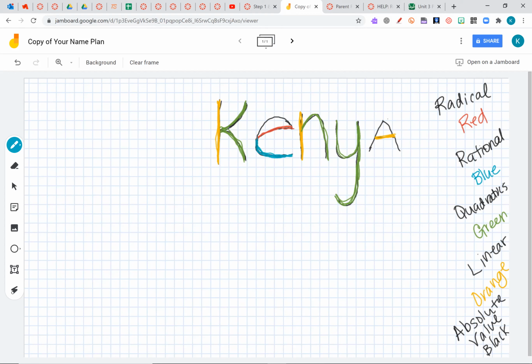And then, so how would I do the top part? The top part looks like I can maybe use a parabola. So I'm going to use a parabola for this part. Yeah, like that. Okay. And then my absolute value function is black. And I already have it as black. Okay. All right.